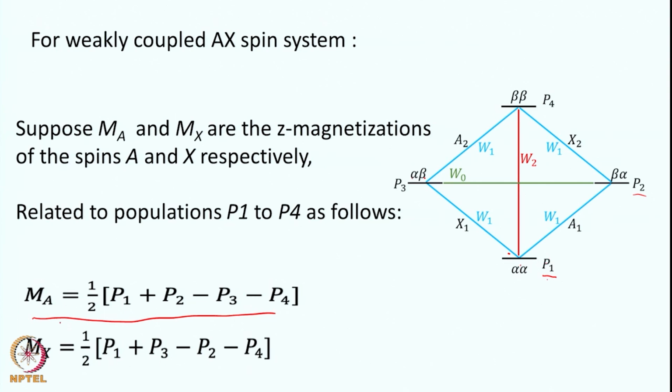Similarly, why A spin here? If you look at this transition, here we are changing from alpha to beta, and here it is going again alpha to beta. Okay. So, similarly for X spin one can write half of the population of P1 plus P3 minus P2 minus P4. So, we have the magnetization coming from A and X for the two spin system.